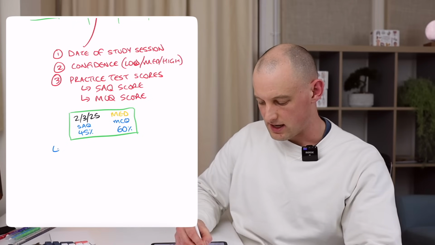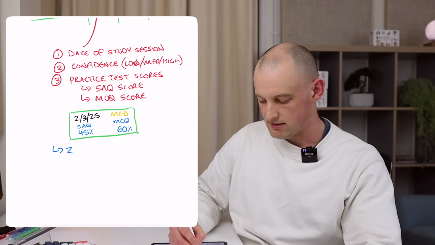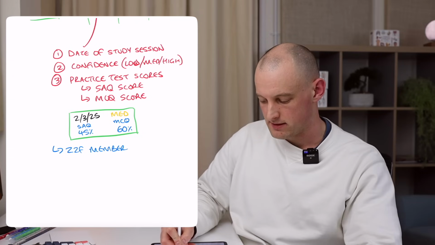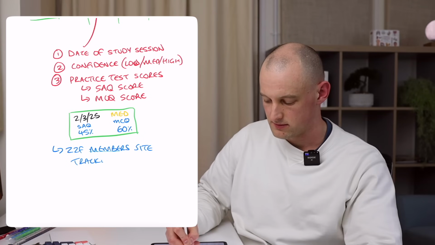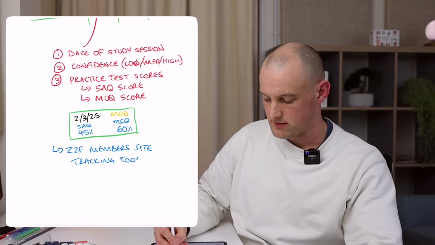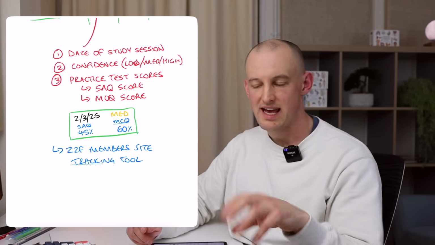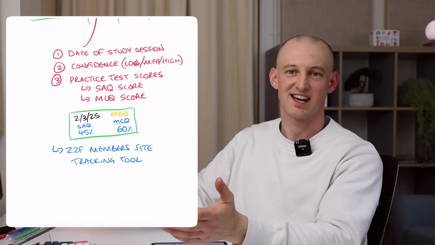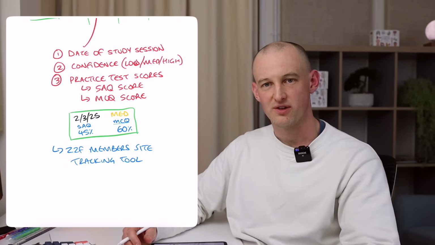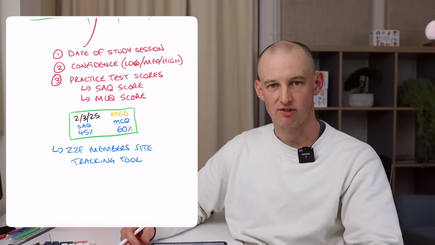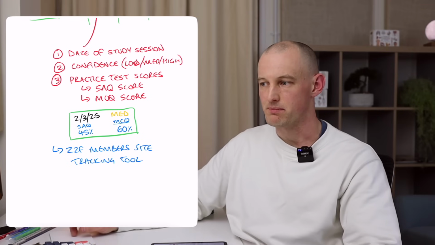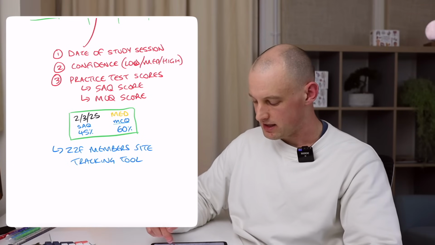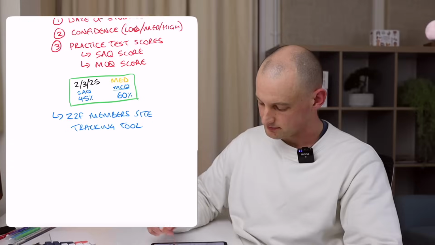So as we said, the other option is the Zero to Finals members site tracking tool. I've always used the table method, basically because the tracking tool didn't exist, but I knew it needed to exist, so I created it, and there it is for you to use if you want to. But by all means, use the table if that's your preferred option.